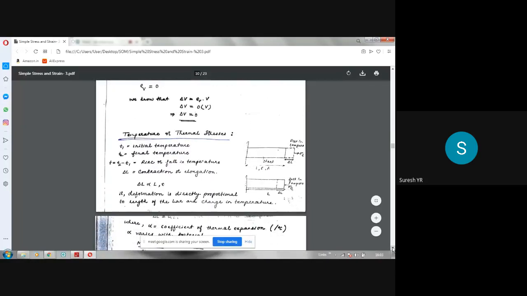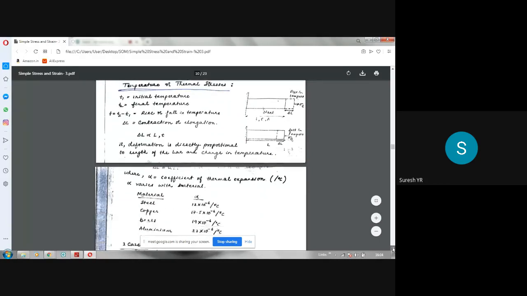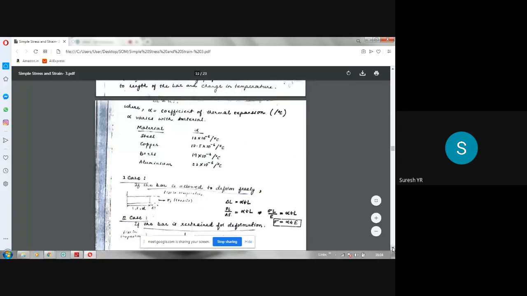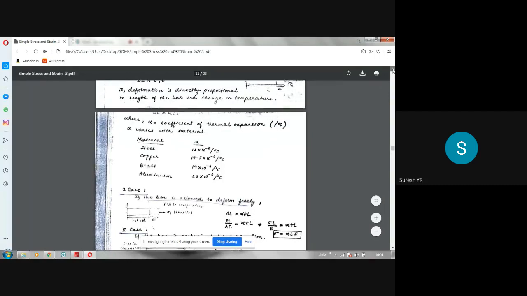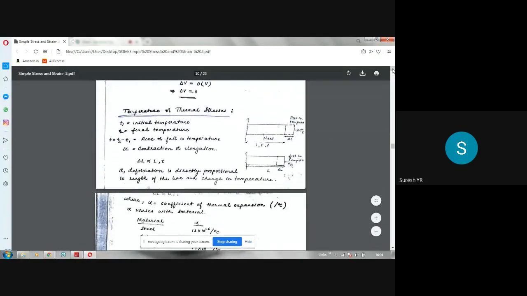So in the next class, the last topic in this module is temperature stresses or thermal stresses. This I am going to explain in the next class, along with the problems, numerical examples. This temperature stresses, we have to study for both simple bars as well as compound bars. So both we have to cover. This is a very big module, big chapter. Almost all I have covered. If I do this, then everything will be over.